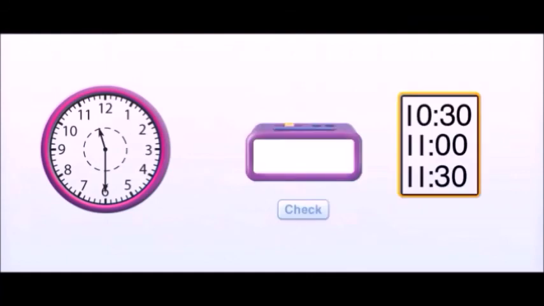This clock shows half past 11 o'clock. What's another way to show half past 11 o'clock? Another way to show half past 11 o'clock is 11:30.